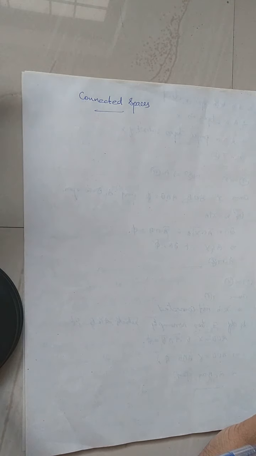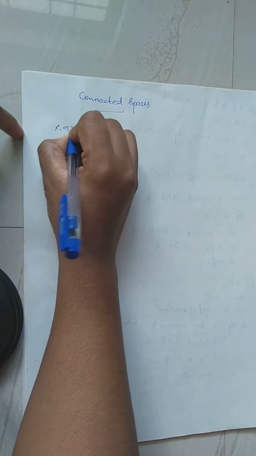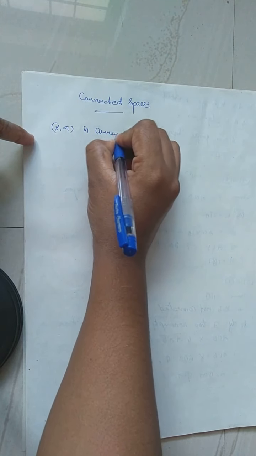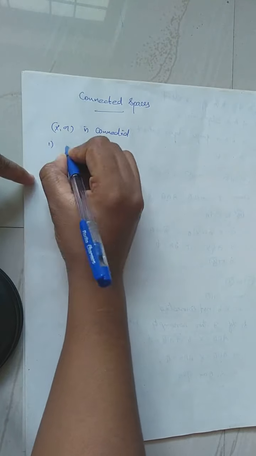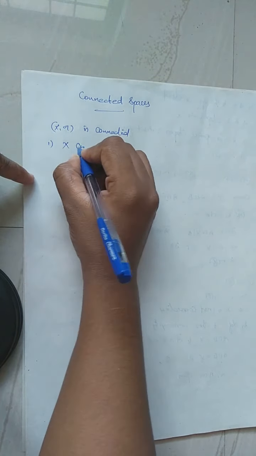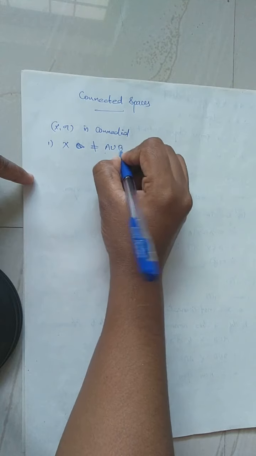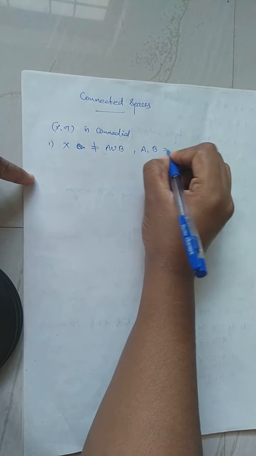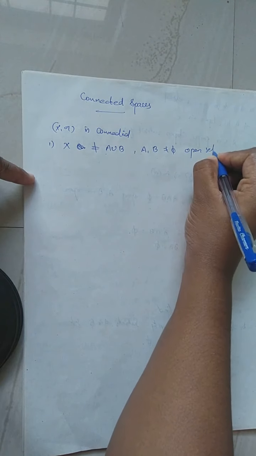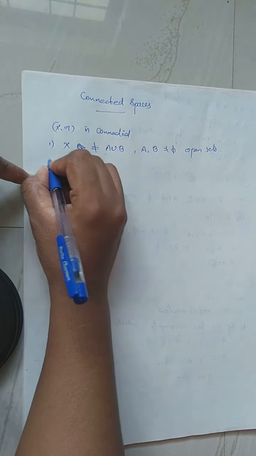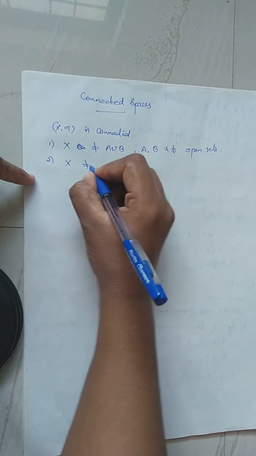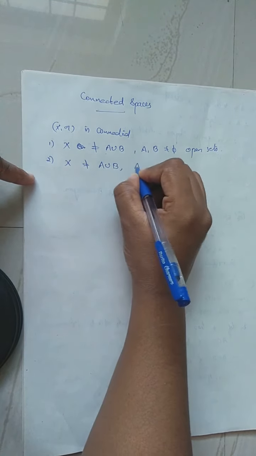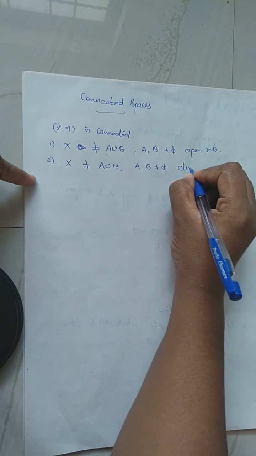I would like to introduce the examples of connected spaces. In the last class, I proved a theorem giving equivalent conditions of connectedness. Remember, when a topological space X is connected, first, X cannot be written as a union of two sets A and B where A and B are non-empty open sets. Second, X cannot be written as a union of two sets A and B such that A and B are non-empty closed sets.